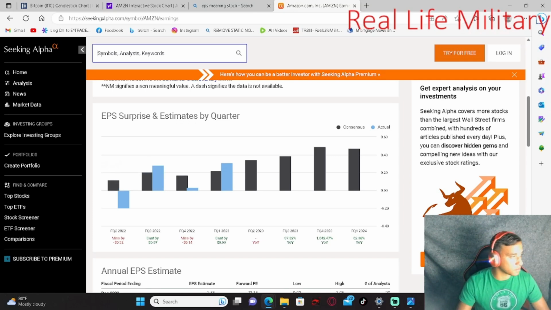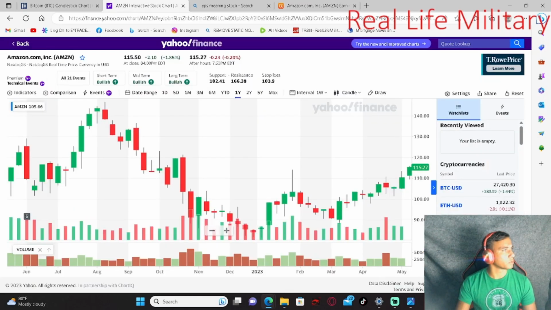You see down here it says, oh wait, you can't really see that. Okay, so 7 cents. And then for quarter four of last year, they missed by 14 cents. This year, they beat by 9 cents. So let's actually go look at the stock and see if that correlates with the earnings, right? So fiscal year 2022 would be right around here.